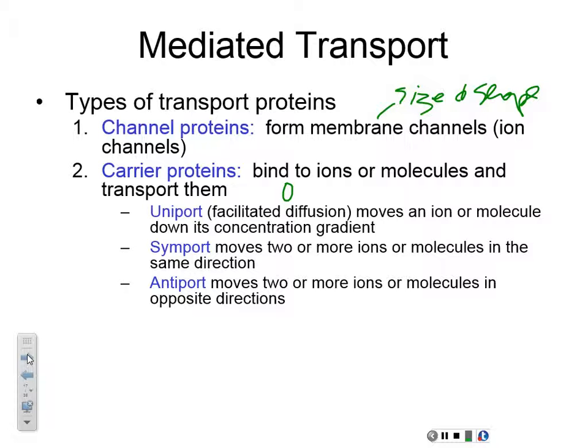So carrier proteins will have uniport. I think this is another module problem in terms of describing the different kinds of mediated transport. So what does a uniport do? It will move one ion or one molecule in one direction. And then a symport, sym is same, right? So it will move two or more molecules in the same direction. Okay, so that means into the cell or out of the cell, whichever it is.